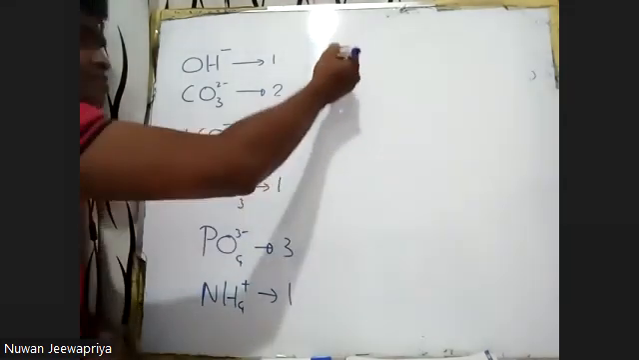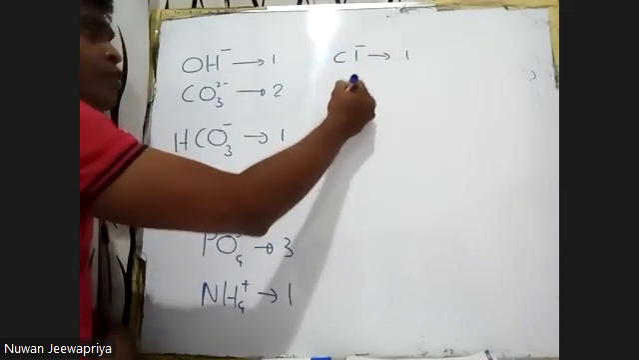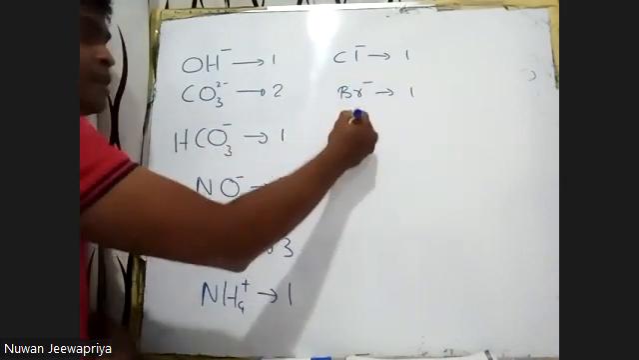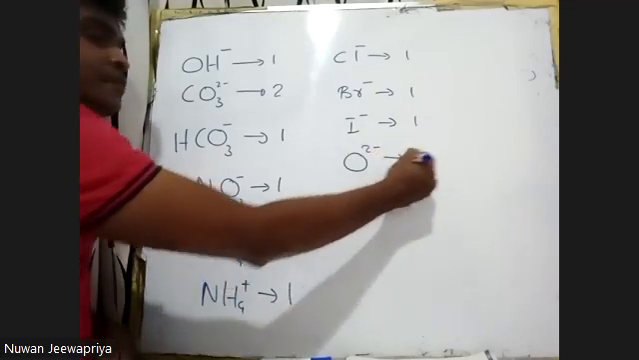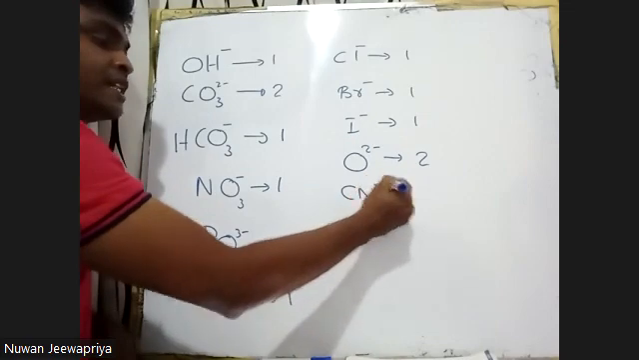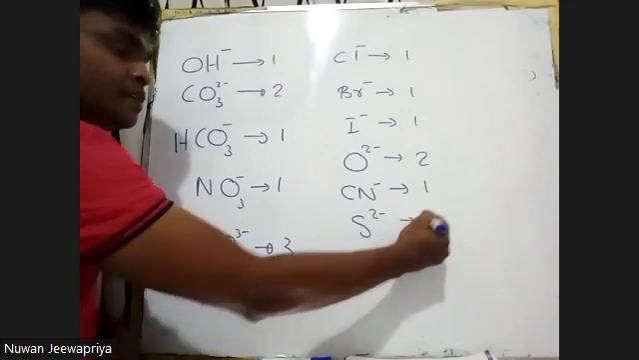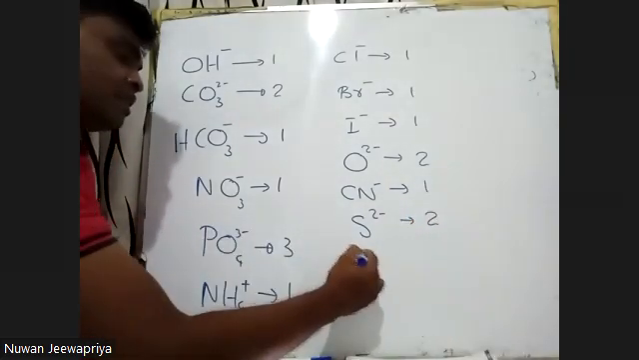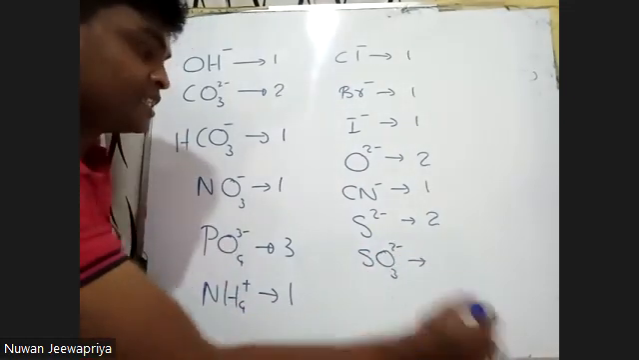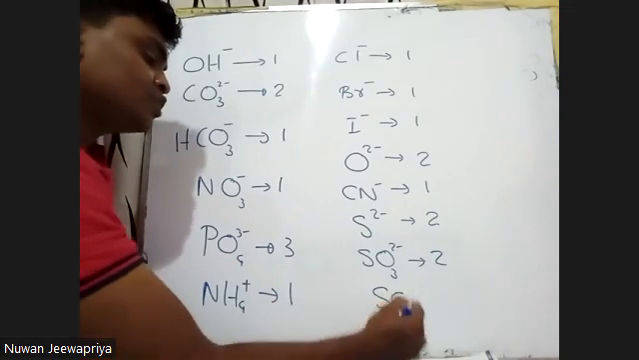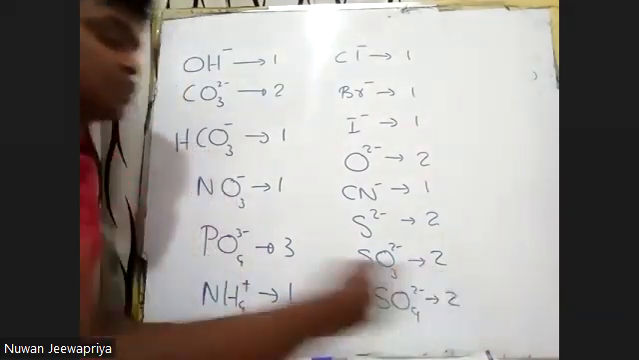Got another one? Chloride, valency 1. Bromide, valency 1. Iodide, valency 1. Oxide, valency 2. Cyanide, valency 1. Sulfide, valency 2. SO3 2 minus, we call sulfite, valency 2. SO4 2 minus, we call sulfate, valency 2.